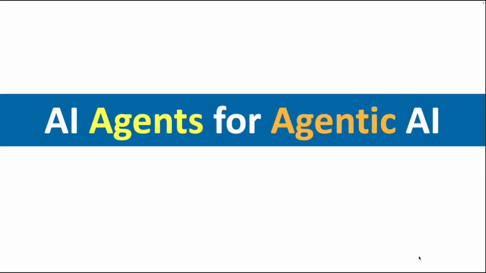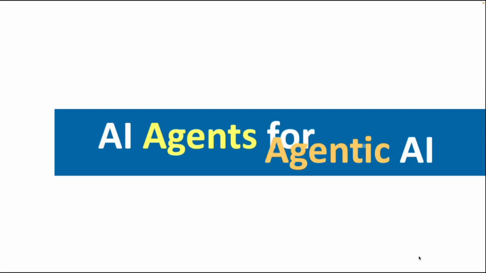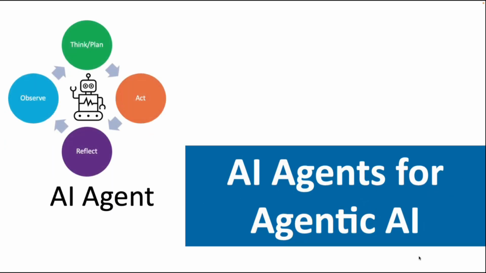To build any agentic AI application, you need AI agents. We will dive into AI agents that operate in a disciplined loop like think, act, reflect, and observe. So language turns into reliable, goal-driven outcomes.